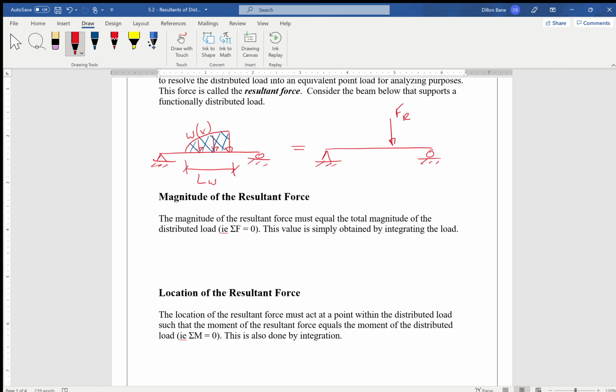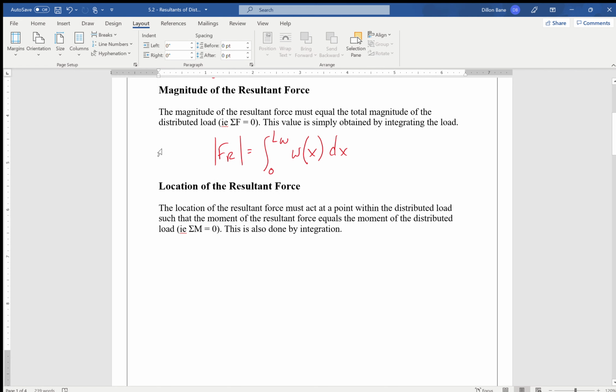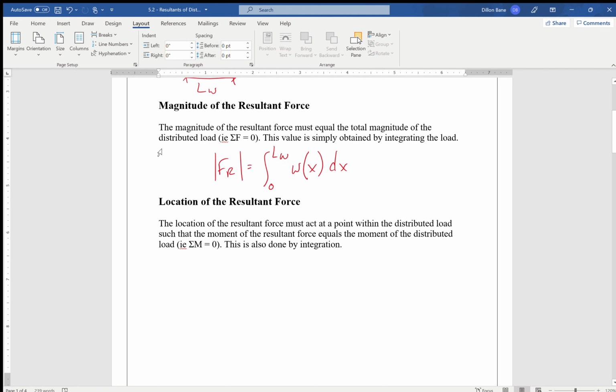And so we all know how to find the area underneath the curve. That's obviously the integral. So in mathematical terms, the magnitude of the resultant load was the integral of W of X, but only from 0 to LW, which was the length of the load. If we integrate that function over that length, we'll get the magnitude of the resultant force. So that's what we covered in class last week.